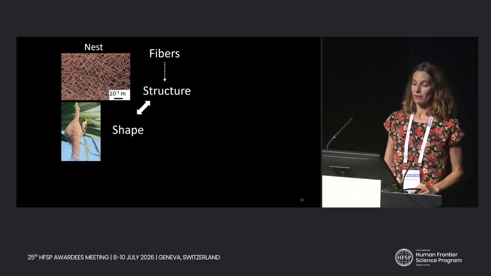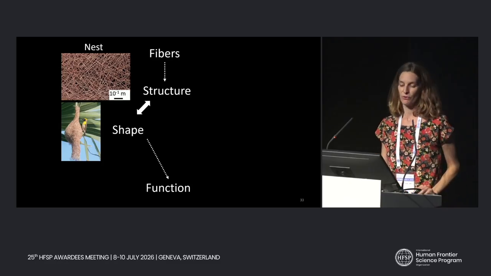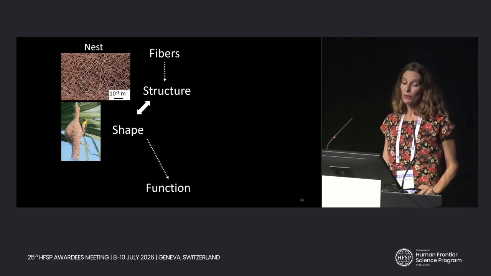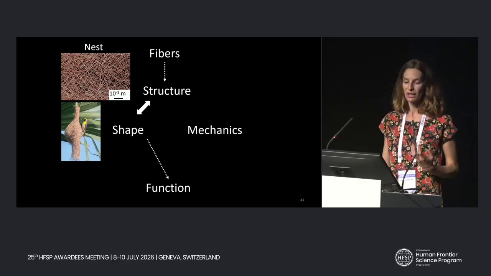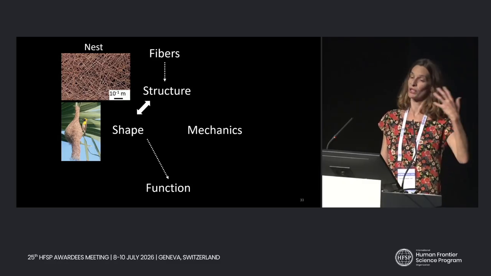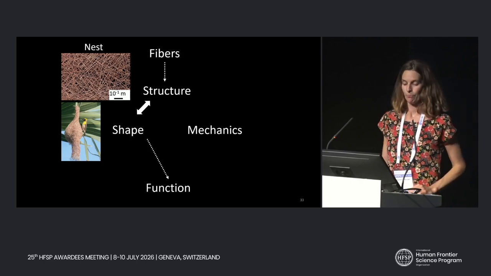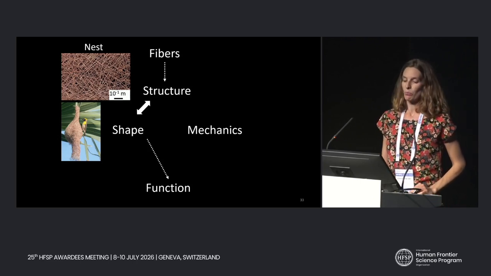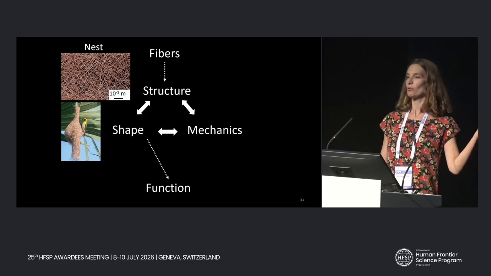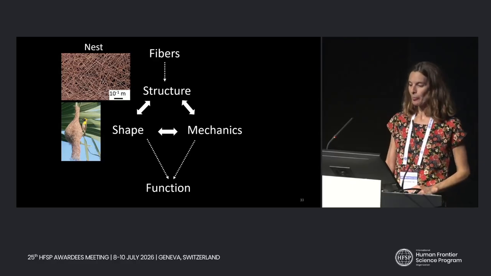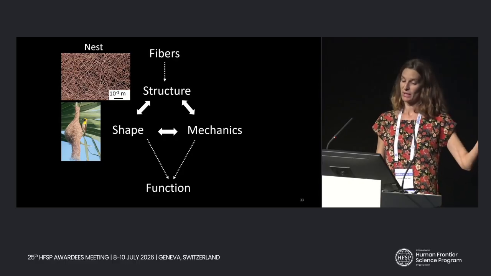And that is to achieve a specific function, which is to provide shelter to the bird, right? But what is also important for the nest is that it has good mechanical structural integrity, so it provides a good shelter which resists external environmental changes. So the mechanics is also quite important, and mechanics also depends on structure, and there is an interplay between shape and mechanics.